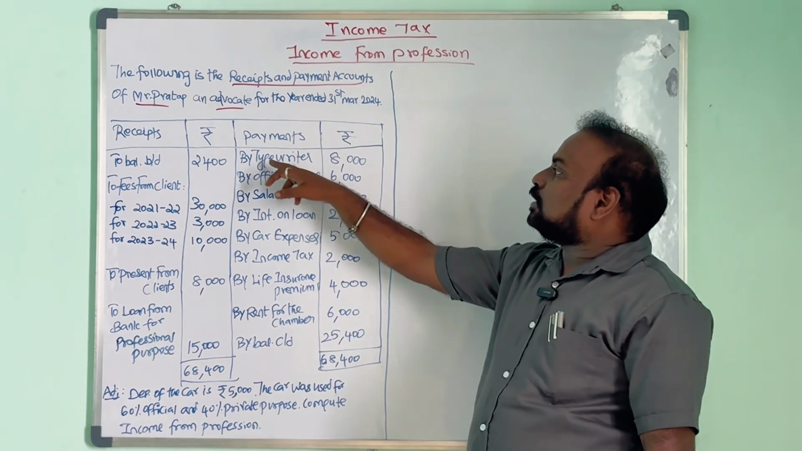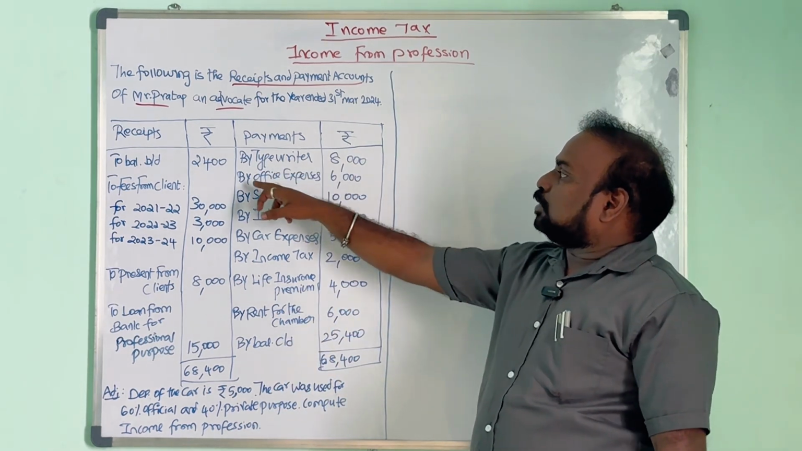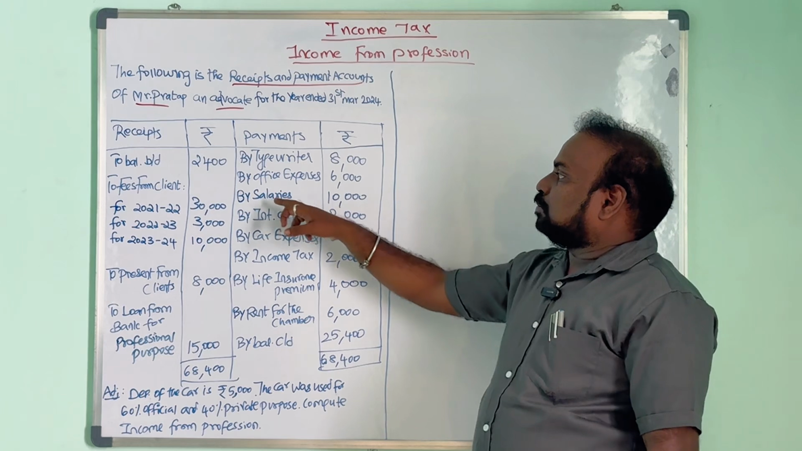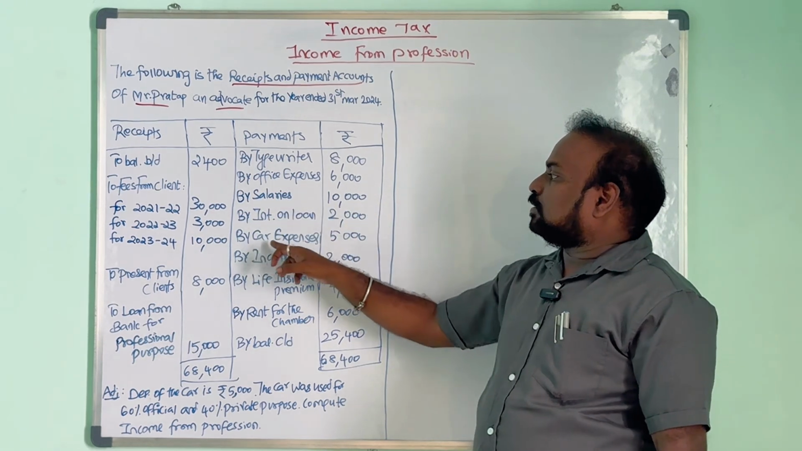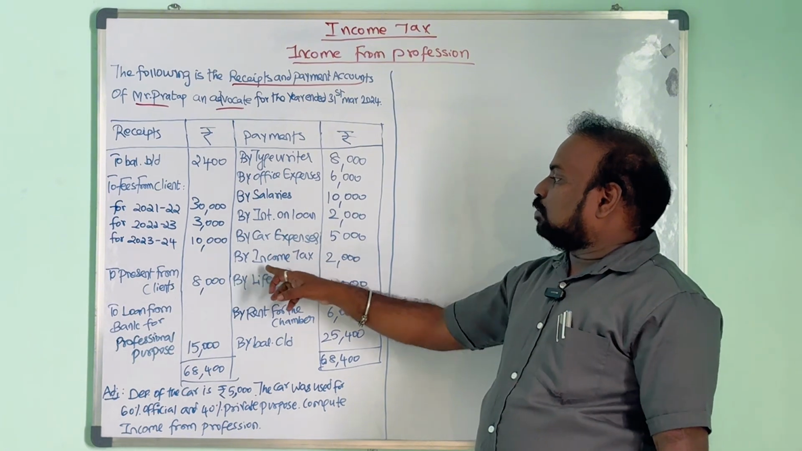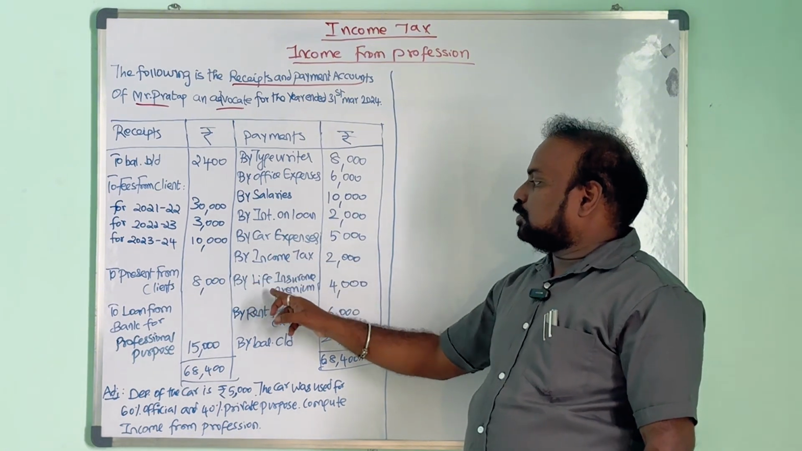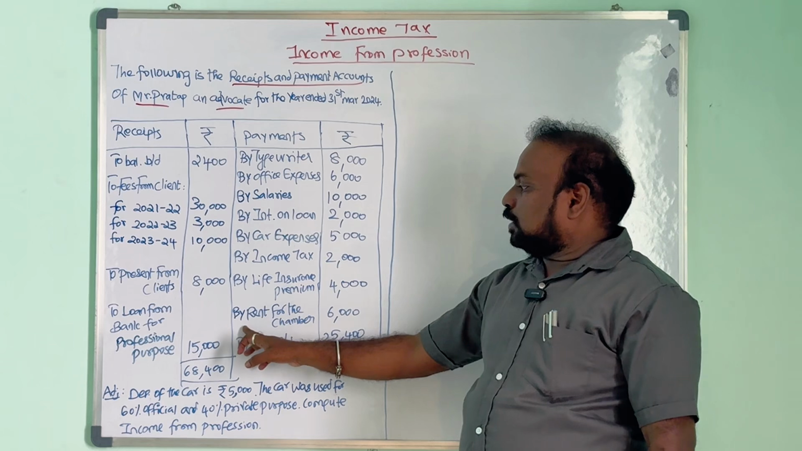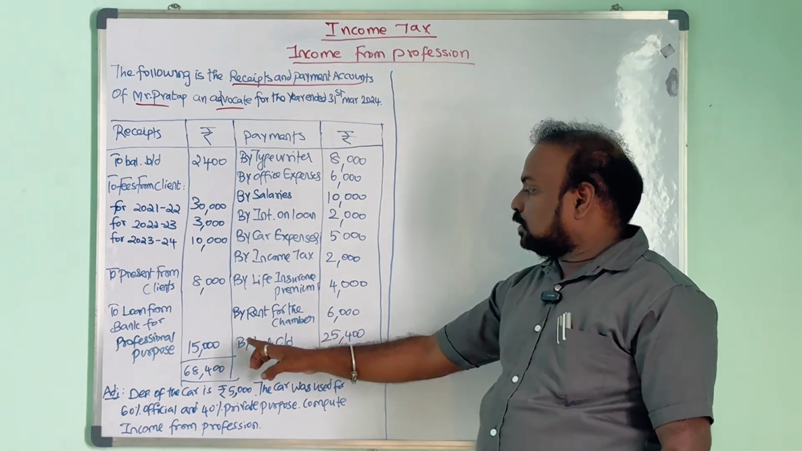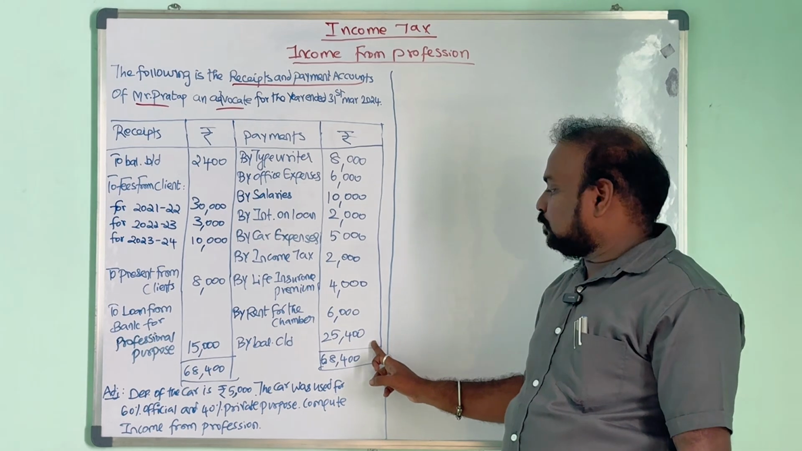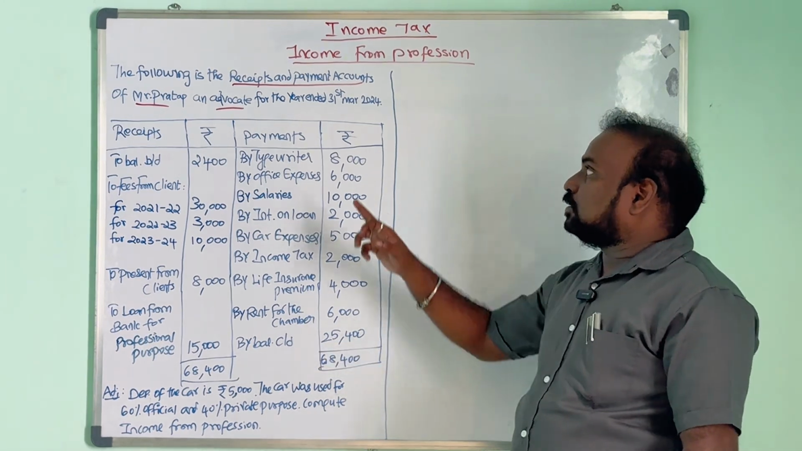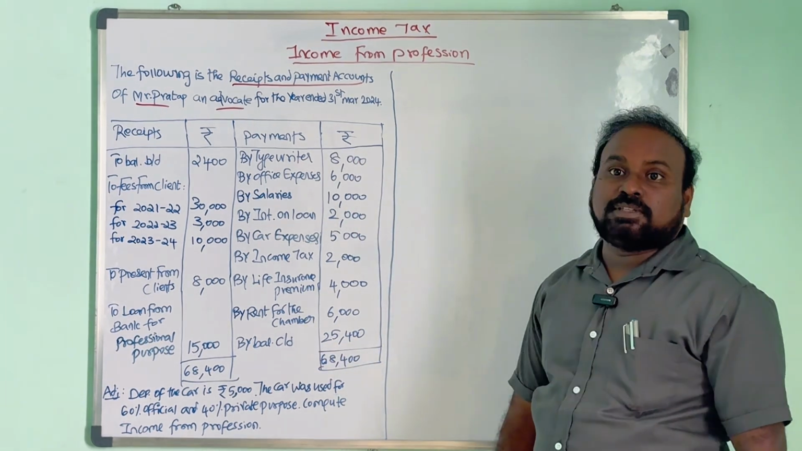Come to the payment side: by typewriter 8,000, by office expenses 6,000, by salaries 10,000, by interest on loan 2,000, by car expenses 5,000, by income tax 2,000, by life insurance premium 4,000, by rent for the chamber 6,000, by balance carry down, that is closing balance, 25,400. The total of the receipt and payment account is 68,400.